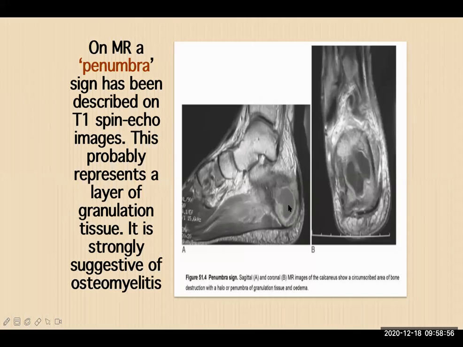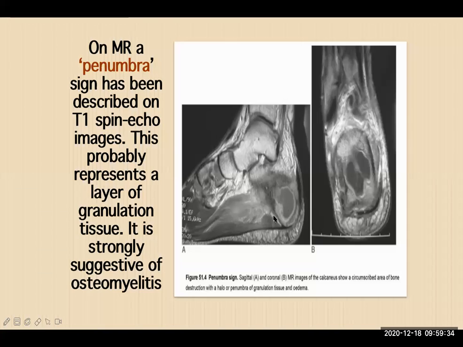Penumbra sign, and this is surrounded by a bit of fibrous rim-like structure. So this whole appearance is called penumbra sign here. So see this. This is a calcaneus bone. You all know, this is a heel, the lower limb or foot area. So calcaneus. At the center there is a destruction of the bone. This black area is a bony destruction. This is surrounded by a halo. This is a halo. We call it penumbra sign.